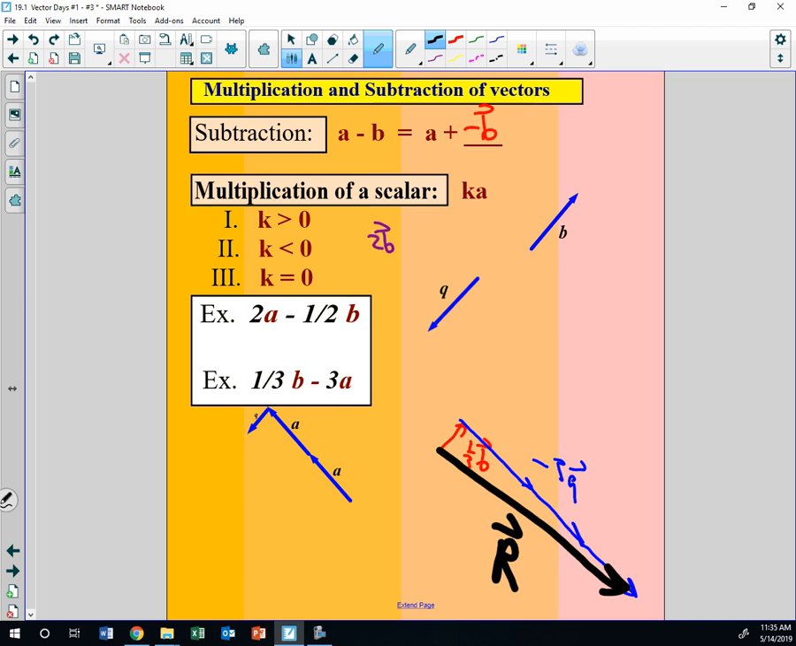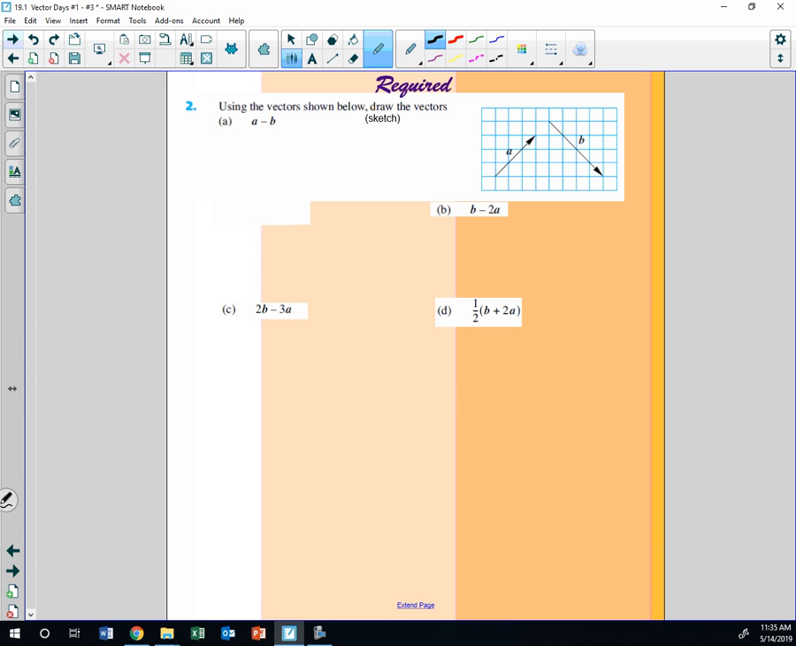Alright, so you go to this next one. Here's 4 for you to do from a real picture. See if you can find a minus b, b minus 2a, and so on. Good luck. Give you a couple minutes. Different directions, like this first one.